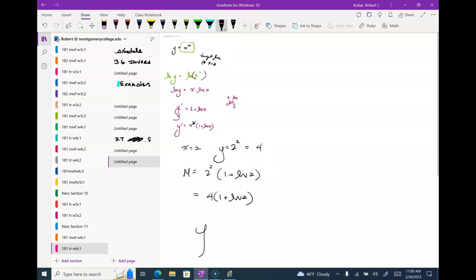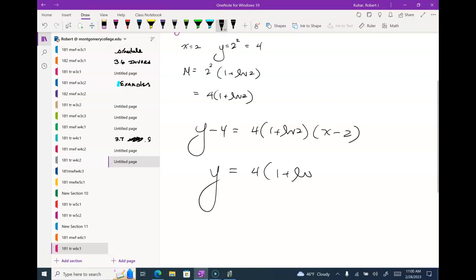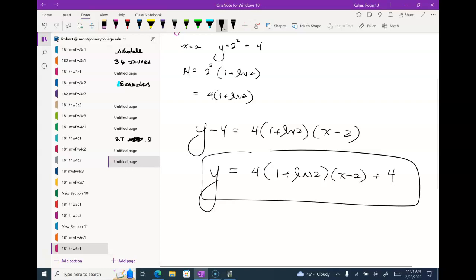So I get 4 times 1 plus ln of 2. So tangent line y minus 4 equals 4 times 1 plus ln of 2 times quantity x minus 2. Right? We okay here? Doesn't get much prettier than this. I think that's the nicest way to do it. If I start distributing it out, it just gets ugly.